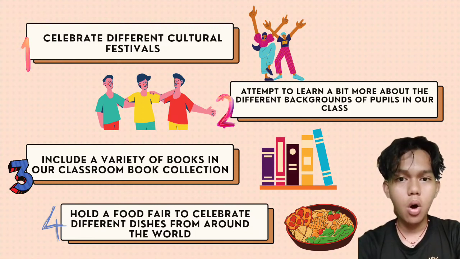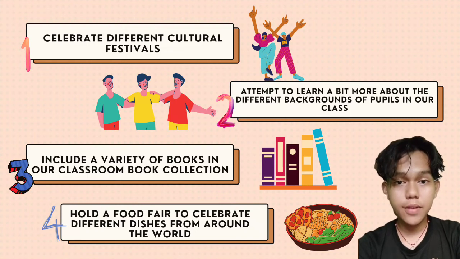Number 4. Hold a food fair to celebrate different dishes from around the world. This idea could be a full-day event or an occasional monthly occurrence. Each pupil could bring in a dish that is commonly eaten in their culture for others to try. They could talk a bit about the history of the dish or if it is made for a special event or festival.